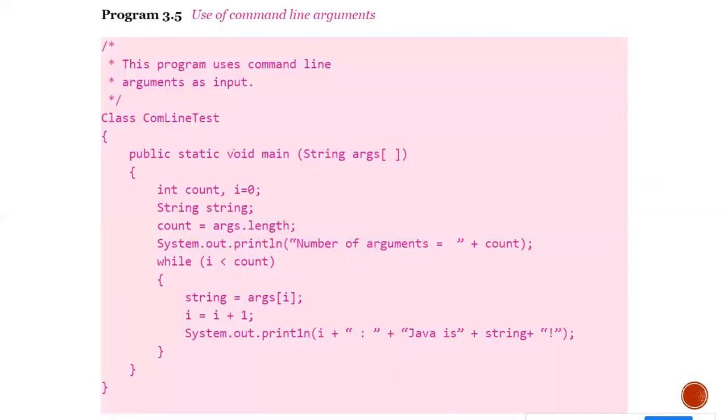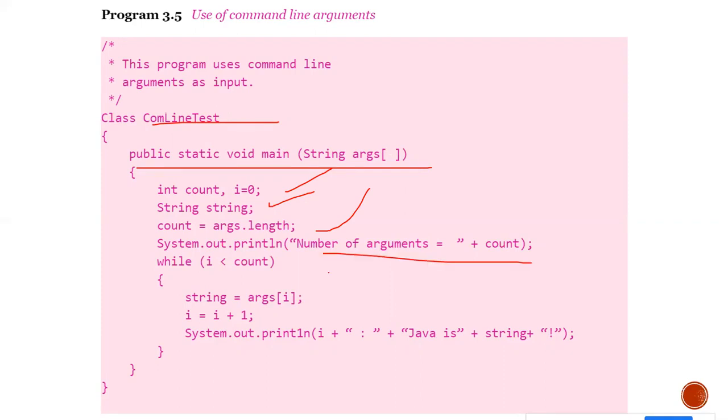And also you can use command line arguments. Class CommandLineTest. Again, you have public static void main. These 2 lines are very important and essential. And here I have given int count, equal to args.length. Hope you are aware of what a command line argument is. You are passing the arguments while running the Java program. So System.out.println: number of arguments is equal to count.